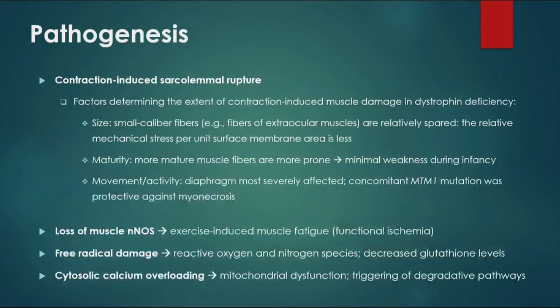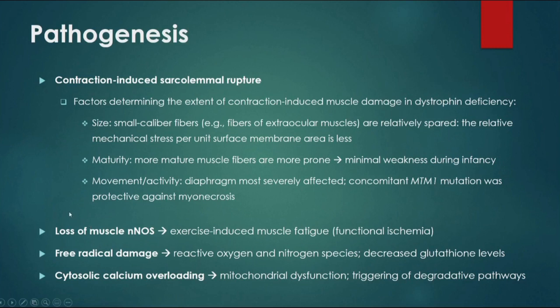The pathogenesis of dystrophinopathies is multifactorial because dystrophin is the structural basis for mechanical stabilization of the sarcolemma. The sarcolemma is the plasma membrane of the muscle. The central role in pathogenesis is of contraction-induced sarcolemmal rupture. So when dystrophin is not there and the muscle is contracting, it can lead to sarcolemmal rupture and muscle damage, or myonecrosis. There are various factors that determine the extent of this damage, and that depends on the size, maturity, and activity of the muscles.